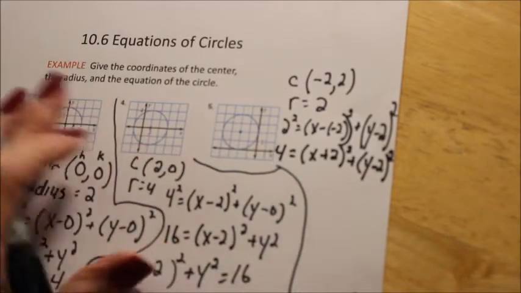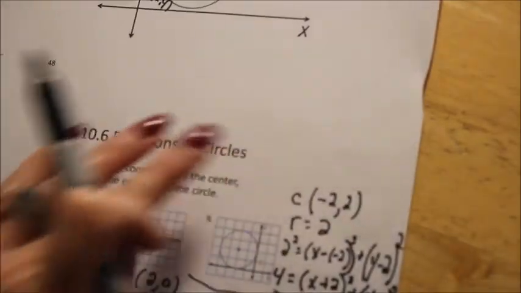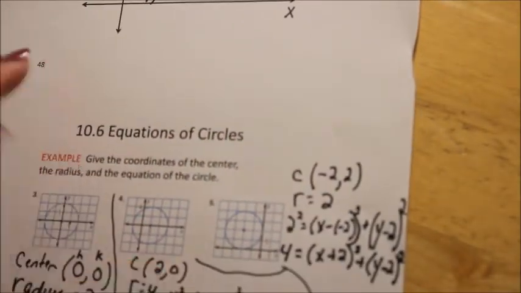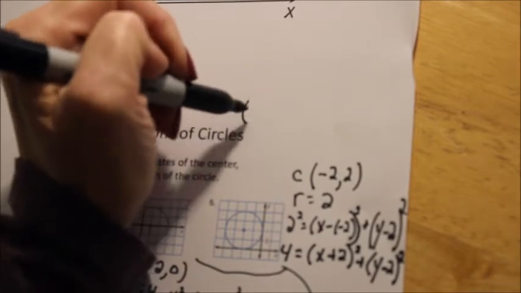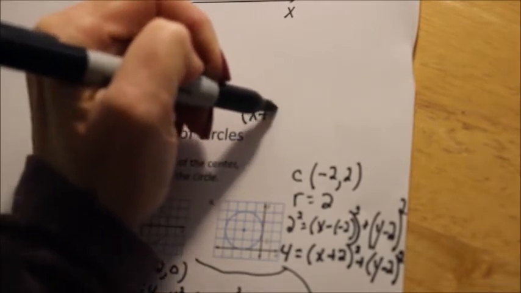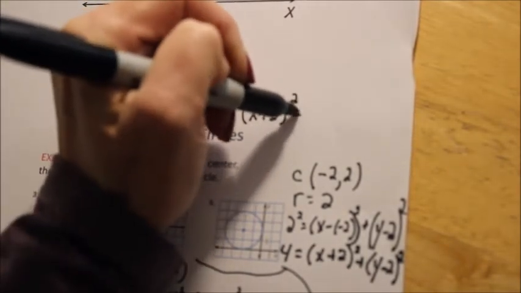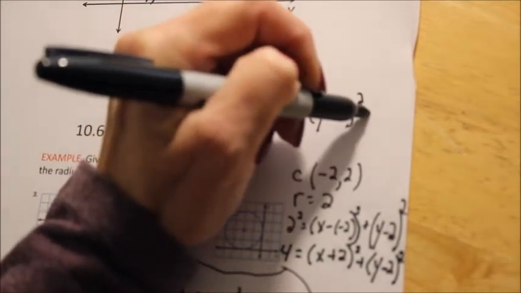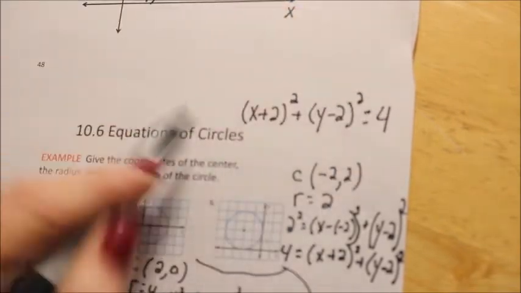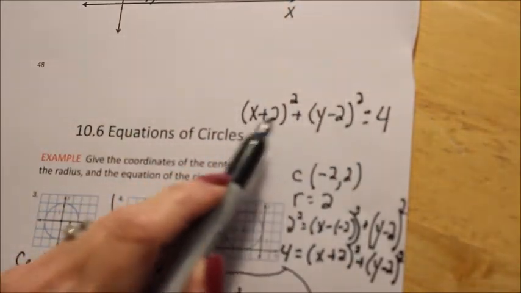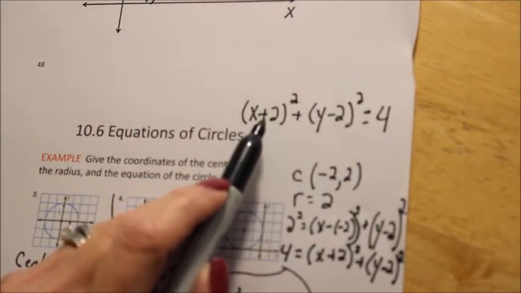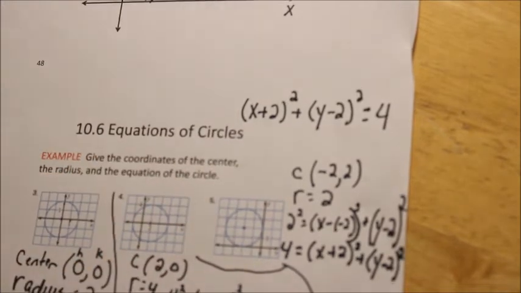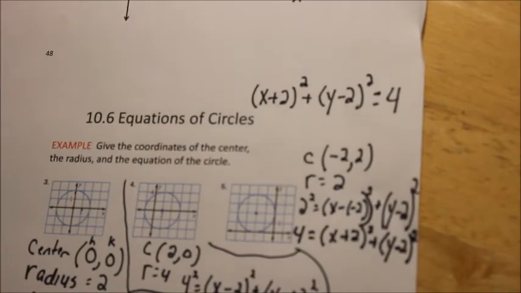And obviously we could write that a little bit nicer. I'll have to do it up here because you know me, I'm always out of room on everything. So my final answer would probably be x plus 2 squared plus y minus 2 squared equals 4. And that would be the equation of the circle. So as you go through the problems, whenever you see a plus, that means that your coordinate was negative. Okay? All right, so that's the first part.